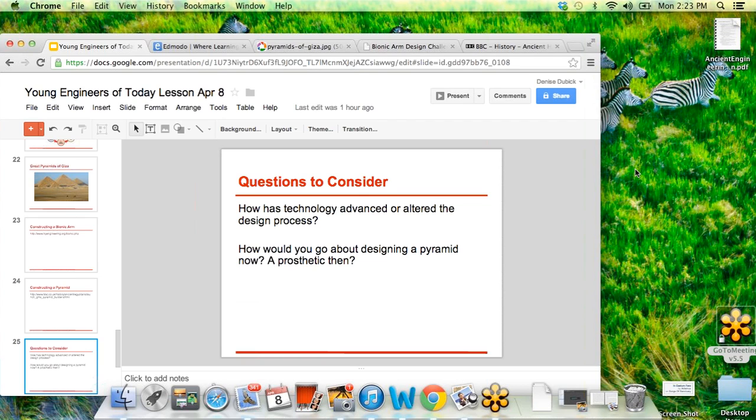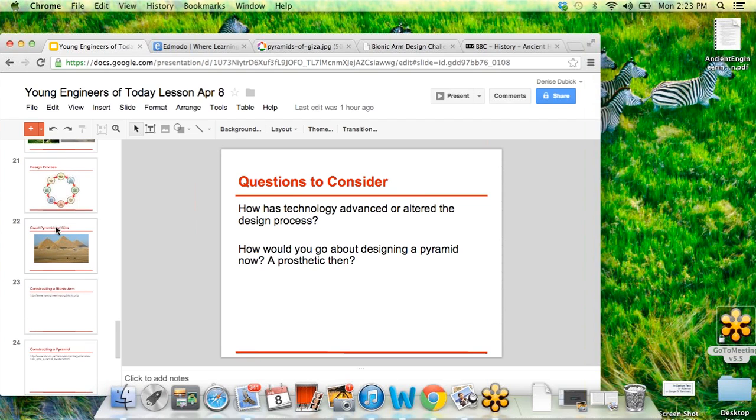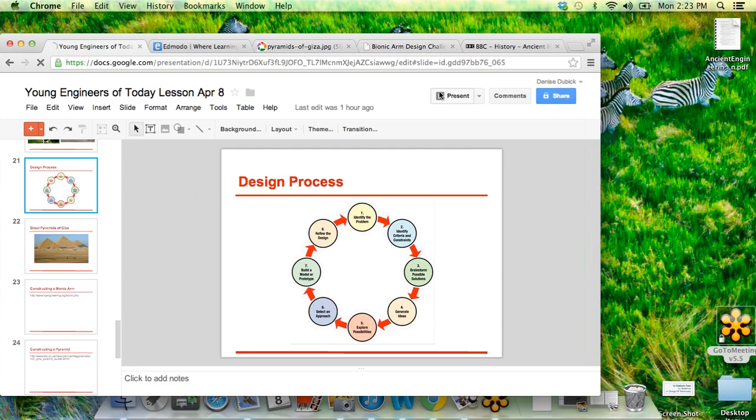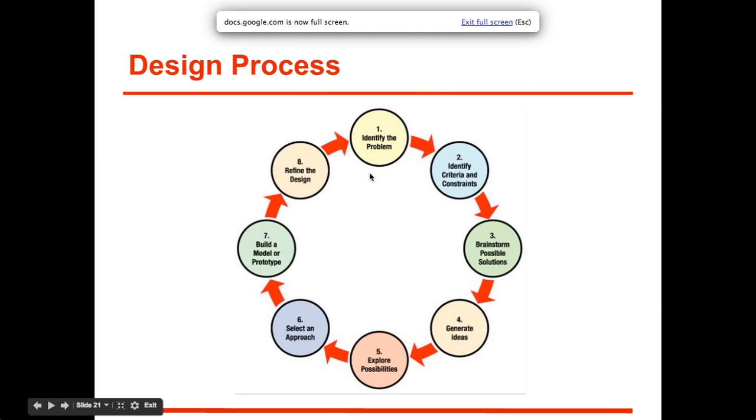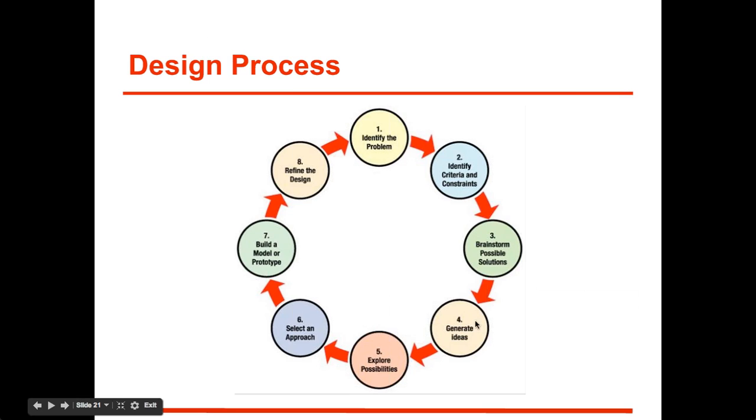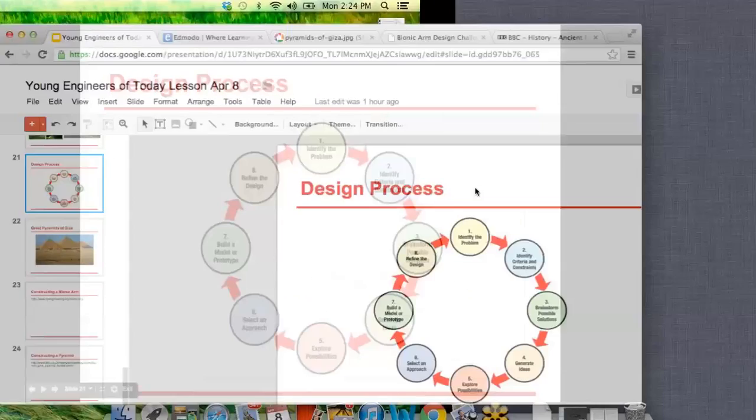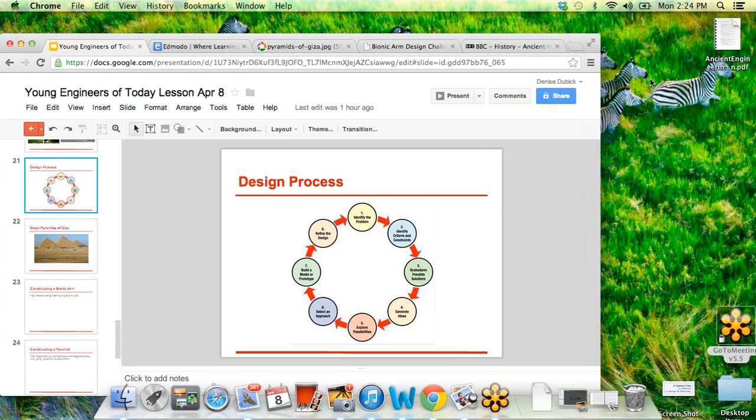How do you guys think that technology has advanced or altered the design process? If we look back on this wheel, and you can type out an answer or raise your hand, kind of what we do today, we do a lot before we build any sort of model or prototype, because there's a lot we can do with computers and math. So just think about this, and kind of this doesn't seem to be as large. What do you guys think has changed? Or what really stuck out to you when you were building the bionic arm?